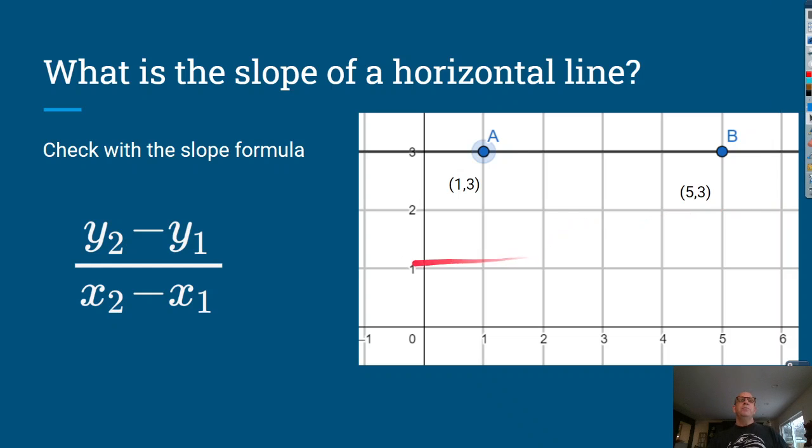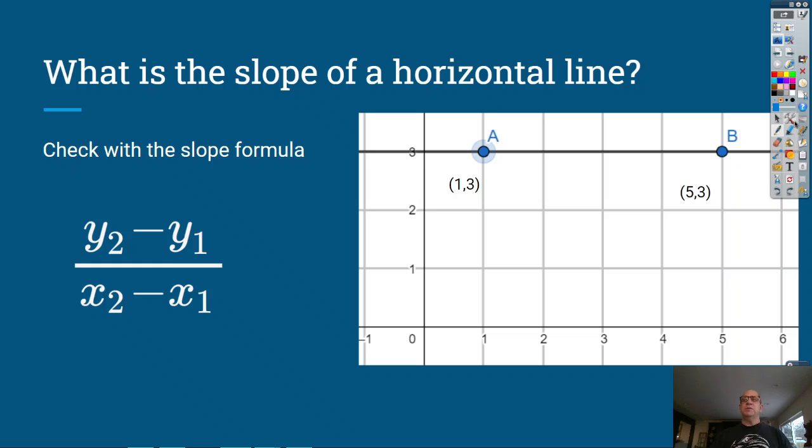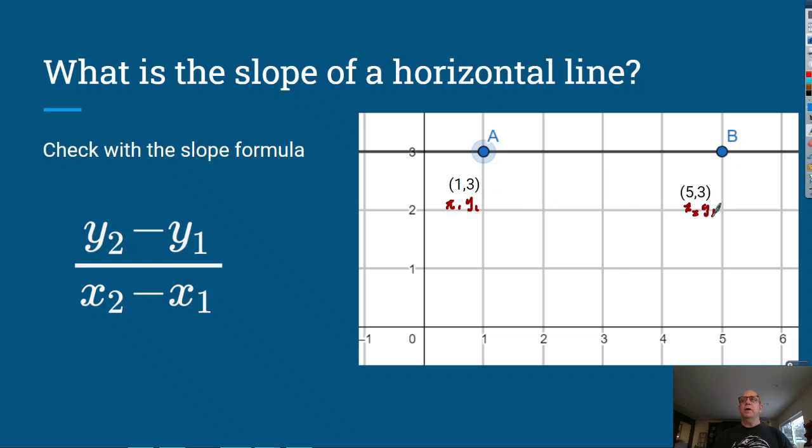All right? The slope of a horizontal line still works. Remember we said it was 0, right? So let's try. If this is x1, y1, and this is x2, y2, then I'm going to say 3 minus 3 over 5 minus 1, and that 3 minus 3 is 0, and 5 minus 1 is 4. So we have a slope of 0.